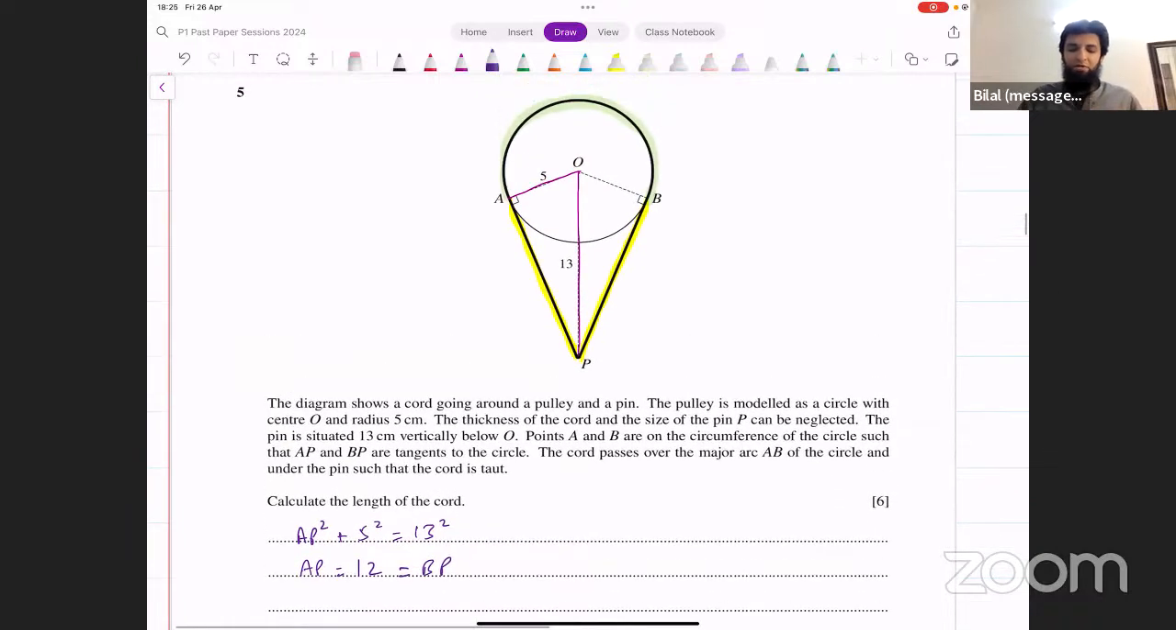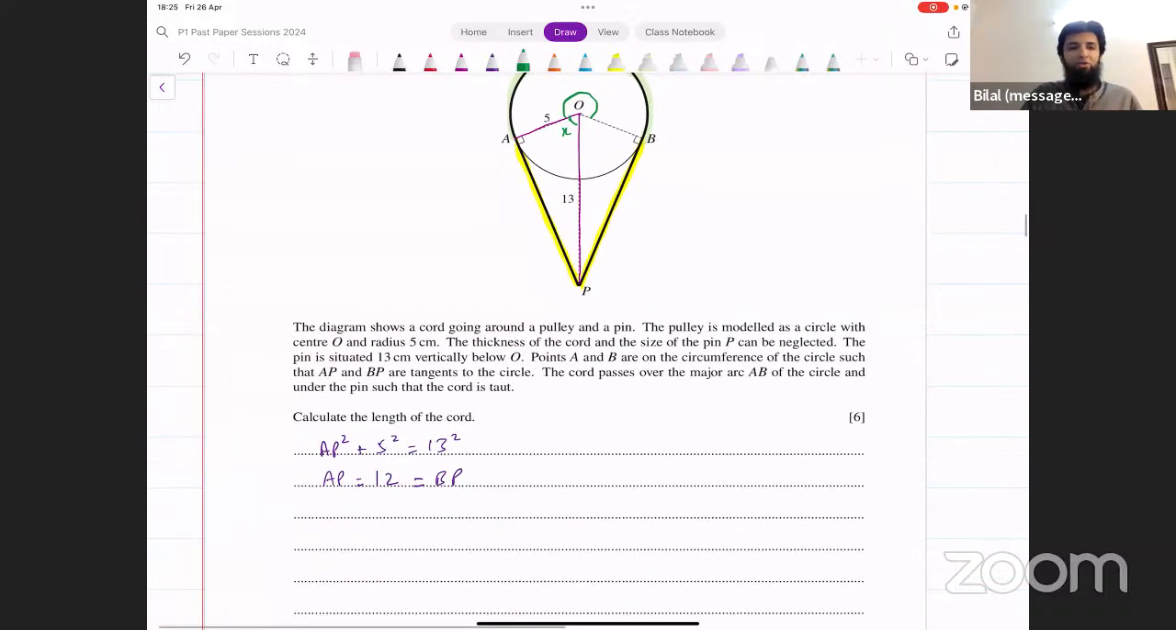And now the problem is we need to find the arc length for this green part. How do you do that now? You need an angle for that. Radius is already given. Radius is 5. You want this angle somehow. How can you find this angle? Again, you can use this right angle triangle. Let's call this angle X.